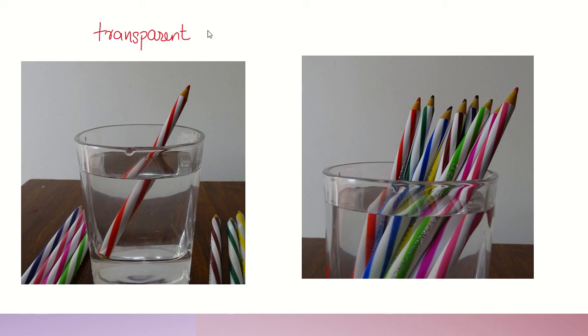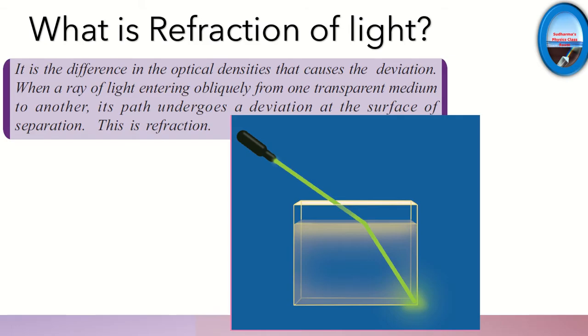What do you mean by transparent medium? A transparent medium means a medium which allows the passage of light, right? It allows the light to pass through it. We have seen in reflection of light an opaque substance, right? It will not allow the light to transmit through that. So that is an opaque substance. But here it should be a transparent medium, or light should enter from one transparent medium to another transparent medium. There will be a difference in the path of light; that is called refraction of light.